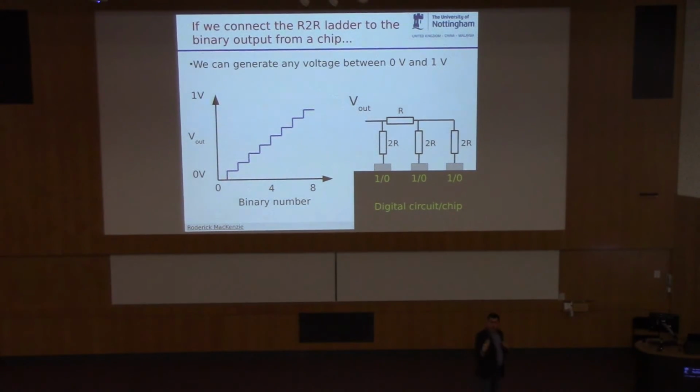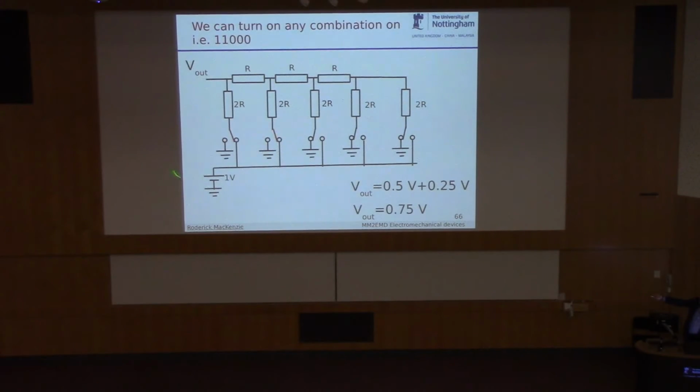And obviously, if you wanted to go higher than 1 volt, because 1 volt's not very high, all you have to do is just swap out this voltage source for 2 volts or 3 volts, and you can go between any value between 0 and 3 volts.